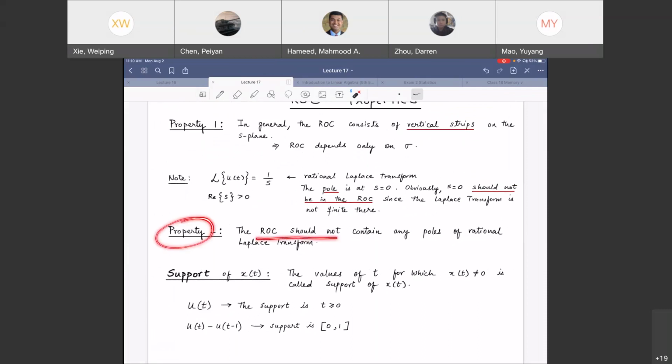Property number 2, the region of convergence should not contain any poles of the rational Laplace transform. What are you doing here? We are just representing the Laplace transform of a signal, F of s, as a rational function, some polynomial in the numerator, some polynomial in the denominator. And we can do this to do what? To identify where the zeros and the poles are for that system. And if you have that, the region of convergence cannot contain any poles, because those are the points in the S-plane where the function is going to infinity, right? It's not converging, so it should not be in the region of convergence.